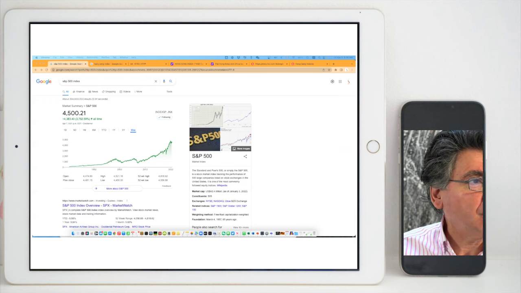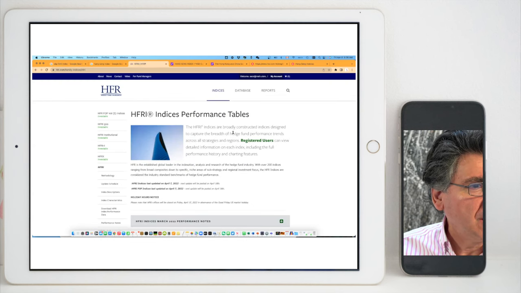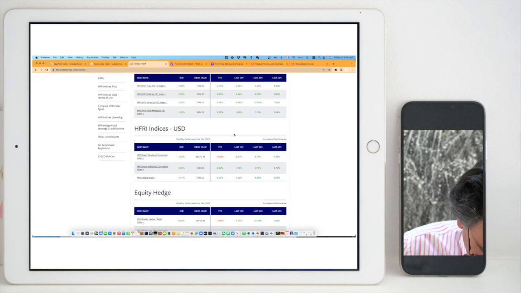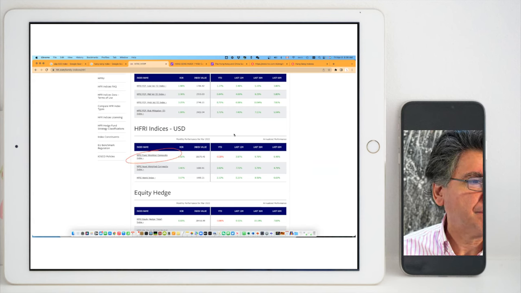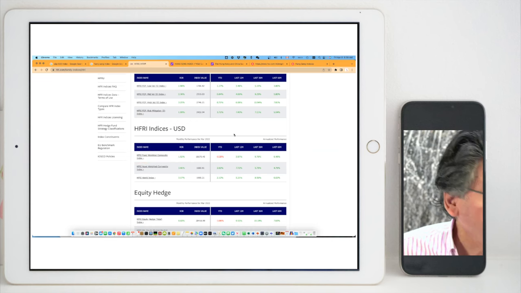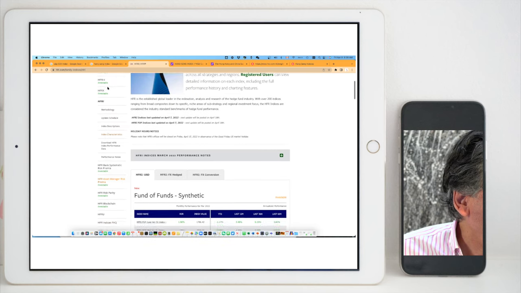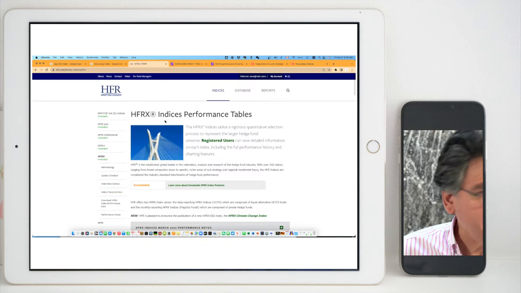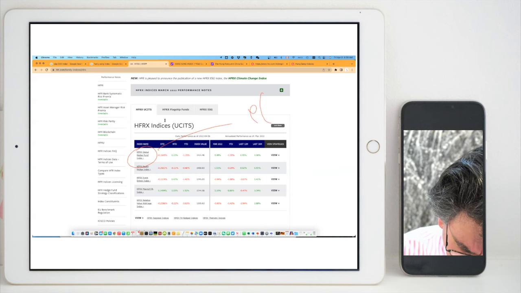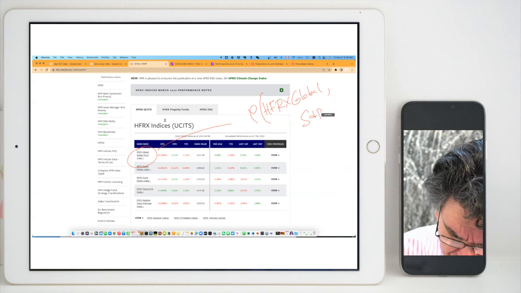So you want to compare the S&P 500 index with this one, right here. This is the I. We prefer to use the X, so we would have to do this with the X. I have to go to the X, not this one. That one. So you would calculate the correlation between this one, the HFRX Global, and the S&P 500.